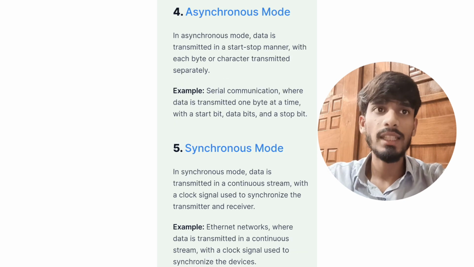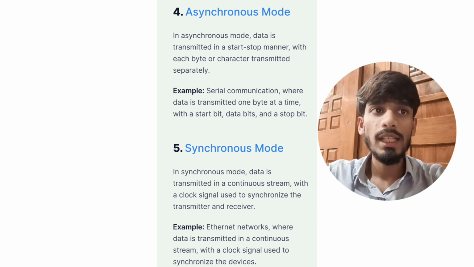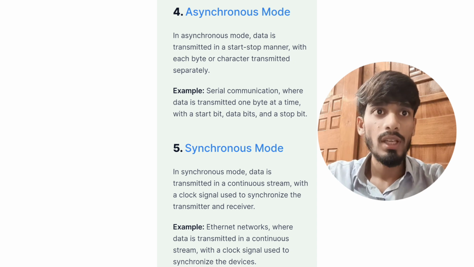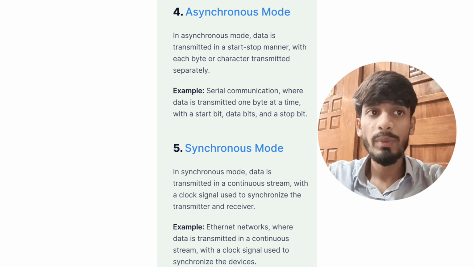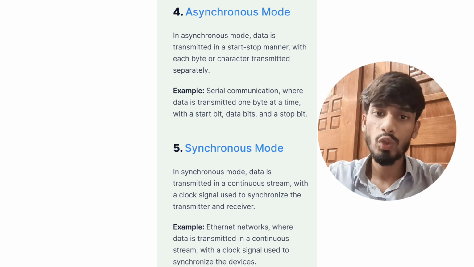Fourth is asynchronous mode. In asynchronous mode, data is transmitted in a start-stop manner, with each byte or character transmitted separately. Example is serial communication, where data is transmitted one byte at a time, with a start bit, data bits and stop bits.